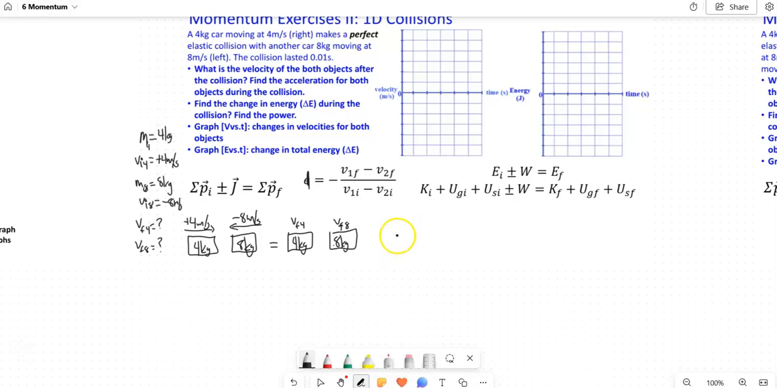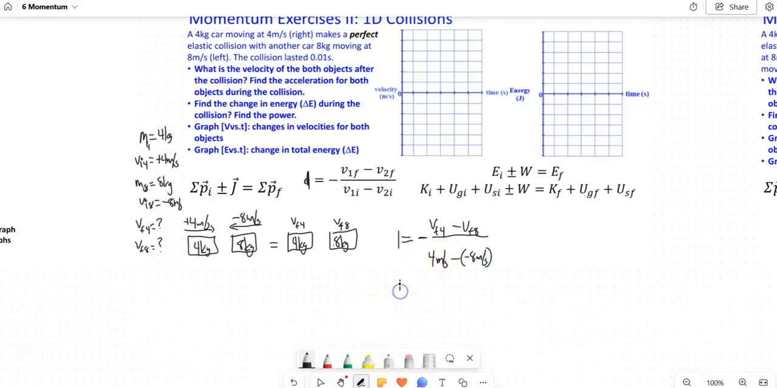So let's go ahead and write the coefficient of restitution right here. It's a perfect collision, so we're going to put the negative in front. We're going to put the final velocity of the 4-mass object first, and subtract that from the final velocity of the 8-mass object. And the initial velocity of the 4-mass object is 4 meters per second, which is positive, and we're going to subtract that from the negative 8 meters per second.